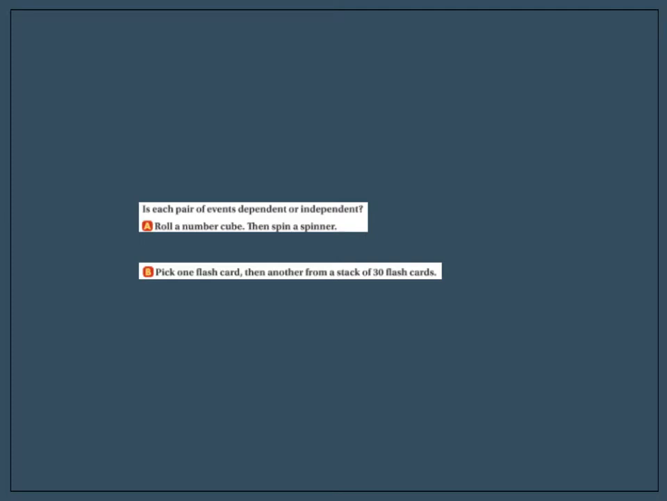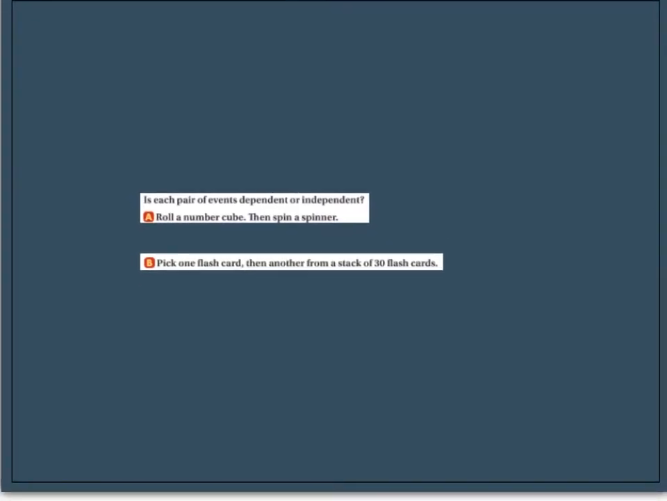So are these independent or dependent? If I roll a number cube and then spin a spinner, do those 2 things affect each other? No, they don't. So this would be independent. They don't affect each other. Pick one flashcard, then another from a stack of 30 cards. So do those affect each other? Here's the key with these type of problems. If I pick the card and I take it out and I do not replace it, then that's going to change my total. Remember, when we're dealing with probability, total is always on the bottom of the fraction. So these would be dependent because it does affect the other.